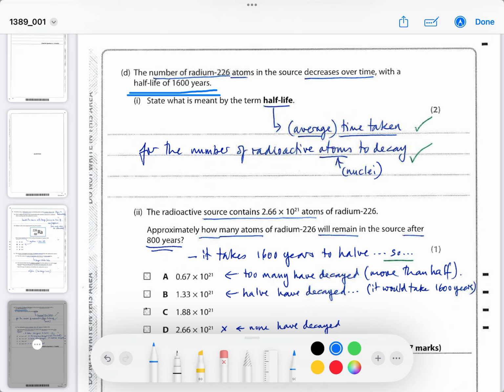Yeah? So it normally happens as a curve, and it will keep on halving every 1600 years. The number of radioactive nuclei will decrease by a factor of 2 every 1600 years, and that's called the half-life. Okay?